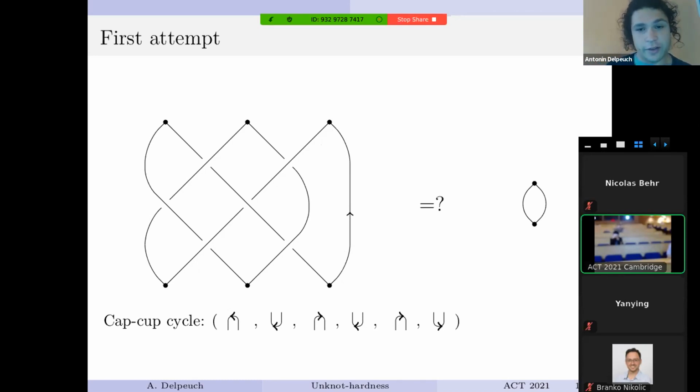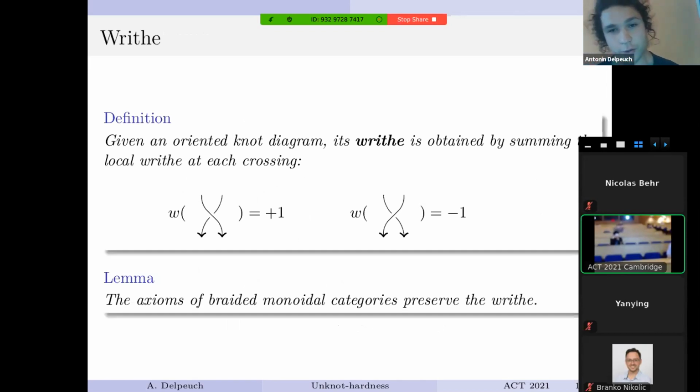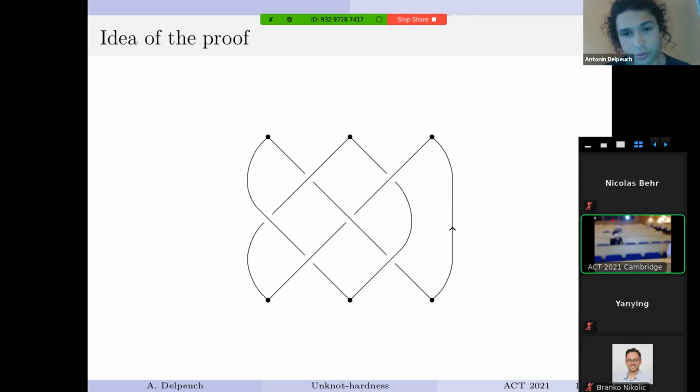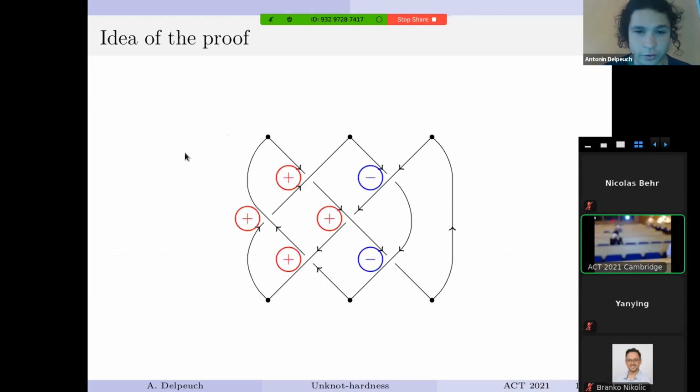And we actually have a second invariant, which is very well known in knot theory, and it's called the writhe of an oriented knot. You get it by just computing the local writhe for each crossing, which depends on the orientation of the crossing and the orientation of the strands involved. And you can check that this is also preserved by braided axioms. So let's go back to our example. You have your knot, you orient it, and you can propagate the orientation to all of the crossings. Then you look up the writhe for each crossing. That gives you +4 -2, so you have a writhe of +2.